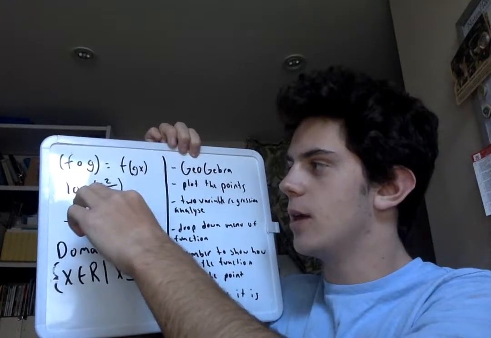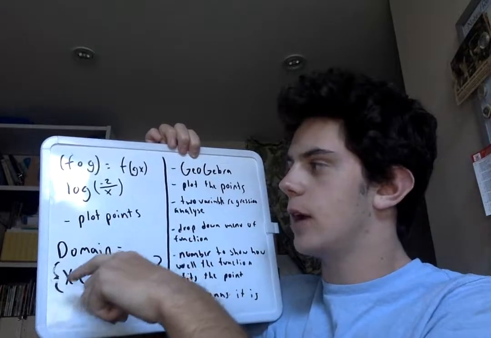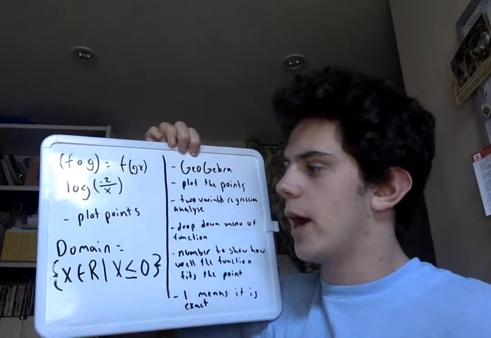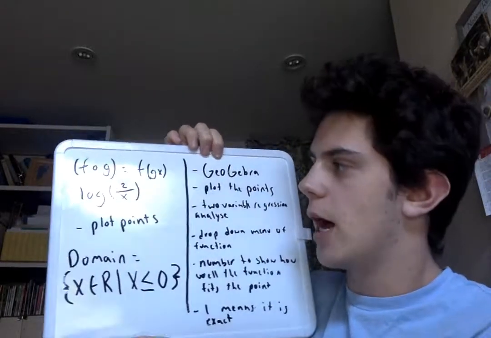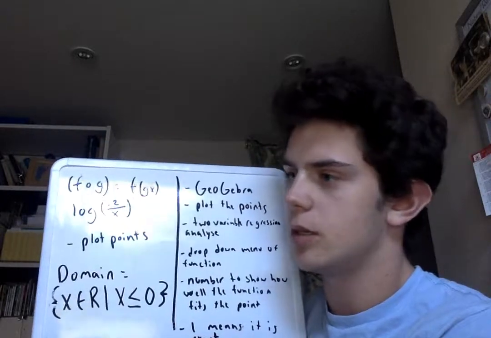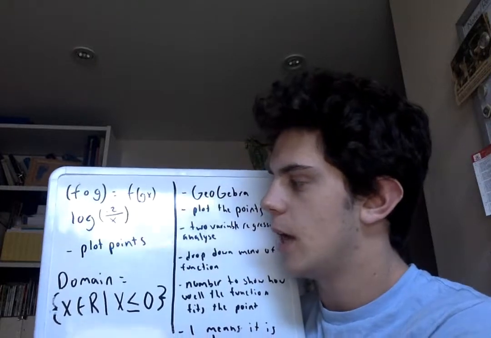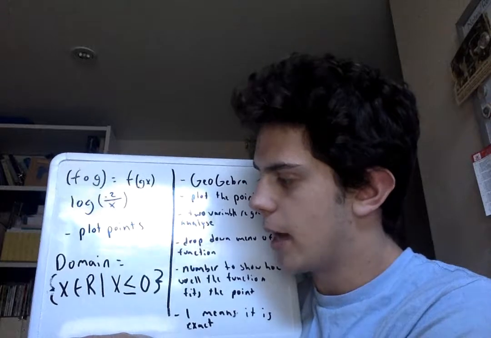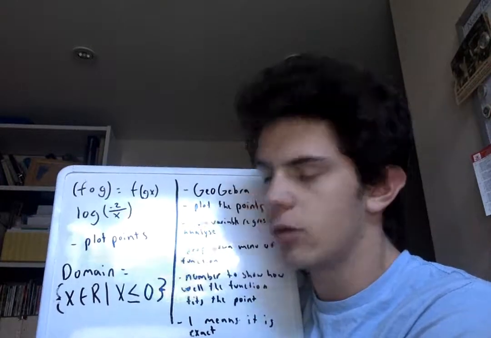So if I combine them, putting the g of x into the x in the f of x equation, it becomes log negative 2 over x. So then what I would do is I'd start plotting points on the graph, simple points when x is equal to 0, stuff like that. And then once you do that, you can determine that the domain is x is an element of R such that x is less or equal to 0.